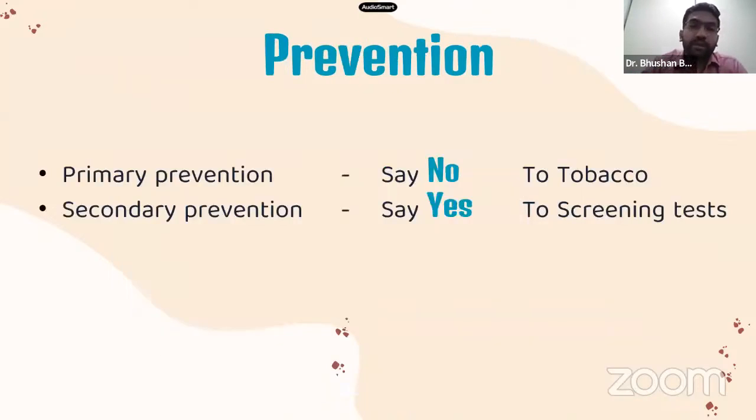So how do we prevent? So prevention, as a medico, we divide prevention into two types, either primary prevention or secondary prevention. Primary prevention means removing the risk factor itself, that is saying no to tobacco.